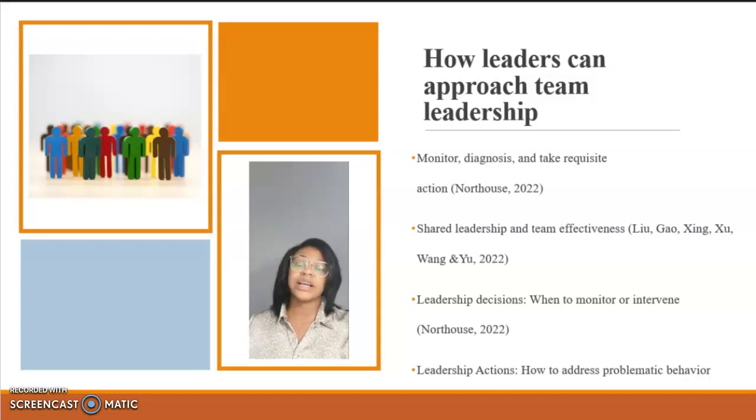When a leader makes decisions, they are determining whether to monitor the team or intervene. This is done by analyzing the team, obtaining feedback from team members, networking outside of the team, conducting assessment surveys, and evaluating team outcomes. Fourth House 2022.